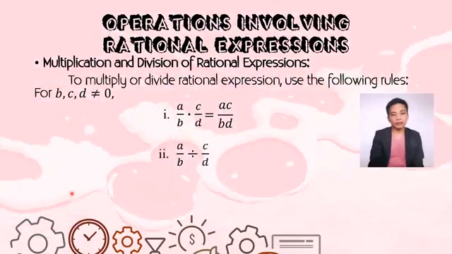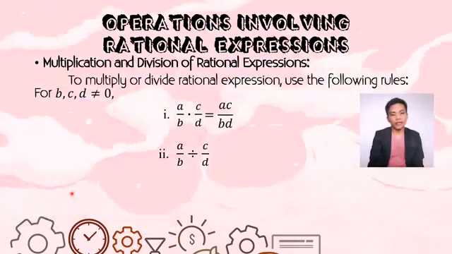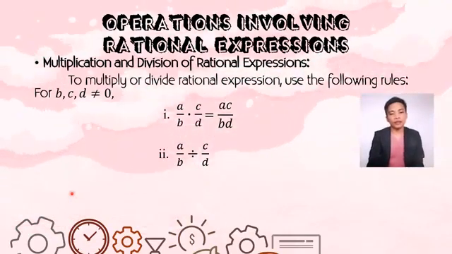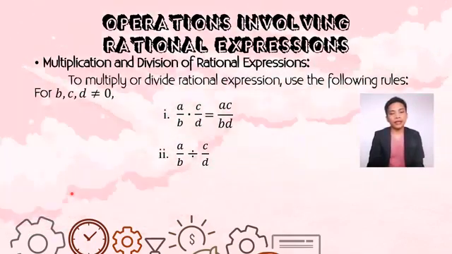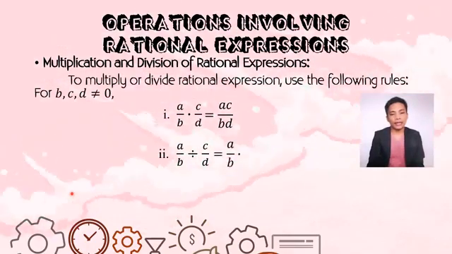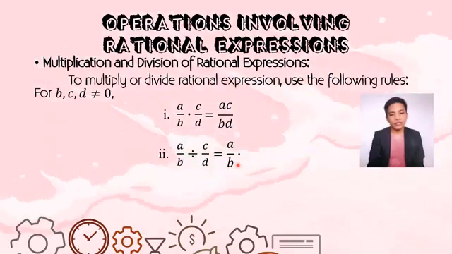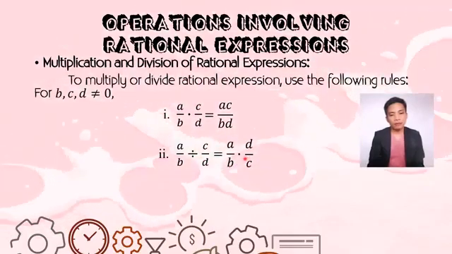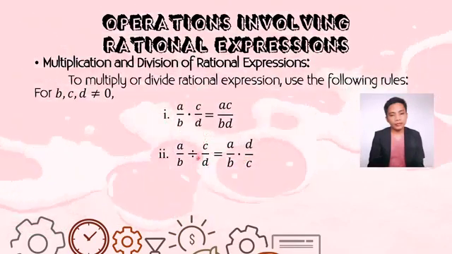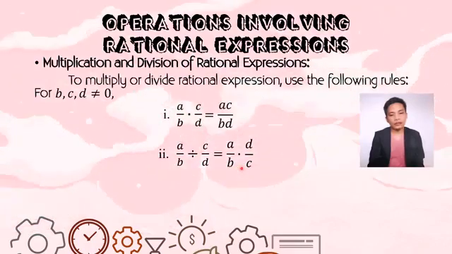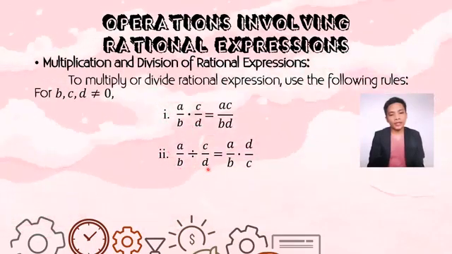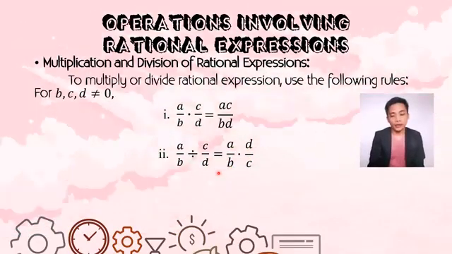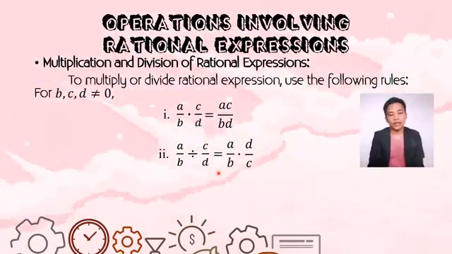Now in division, you have A all over B divided by C all over D. In division of rational expressions, we can change the operation division into multiplication, but you get the reciprocal of the divisor. You just copy the A all over B, then change the operation into multiplication, and get the reciprocal of the divisor, that is D all over C. Now this expression is equivalent to this expression. You can also verify that in your scientific calculator, that they are just equal.